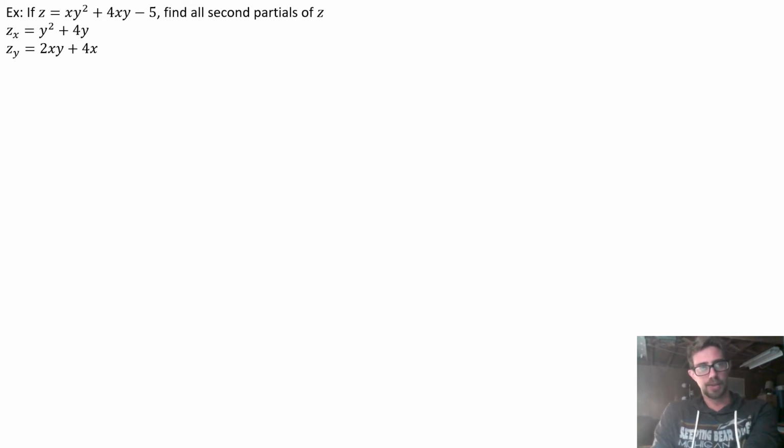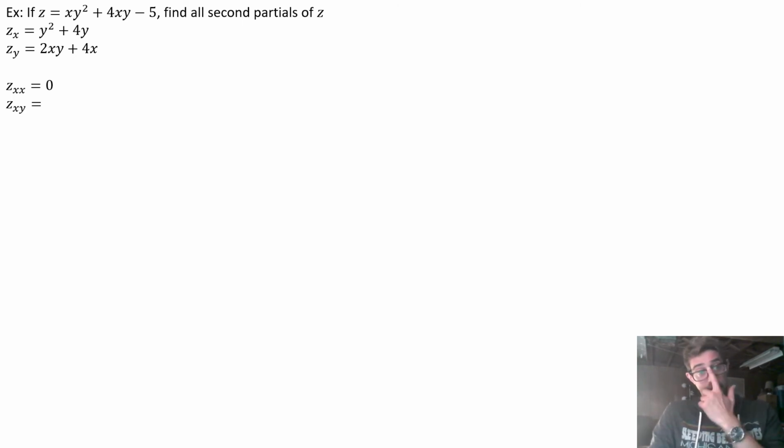Okay, so there's our 2 first partials, and now we just have to do derivatives of both of those with respect to x and y. All right, so zxx, well, look at zx. Zx is y squared plus 4y. What's the derivative of that with respect to x? It's nothing, right? 0. Those are all constants.